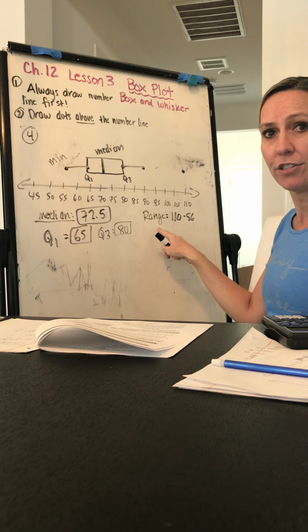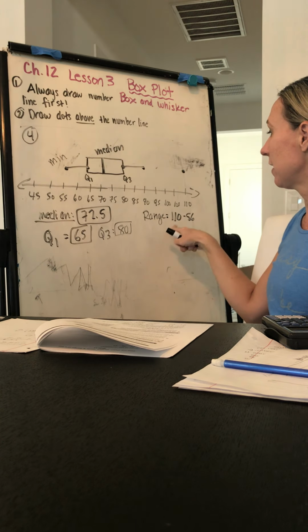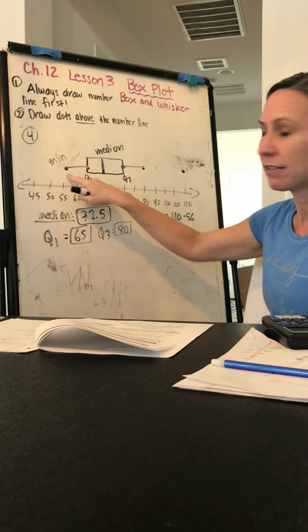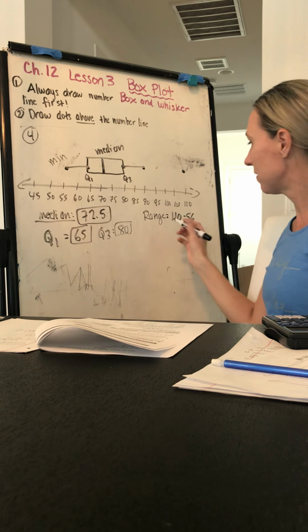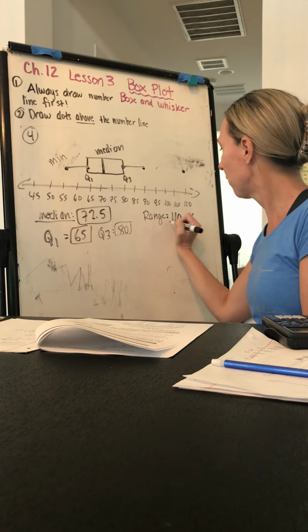So our range: you have to take the biggest number, which is 110, and subtract the smallest, which looks like about 56. So I'm going to do 110 minus 56. So the range is 54.